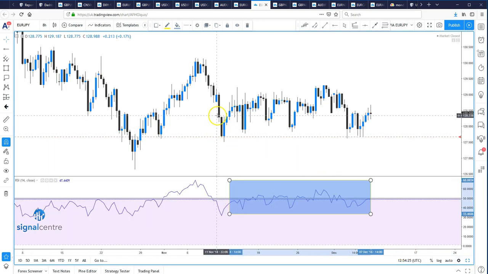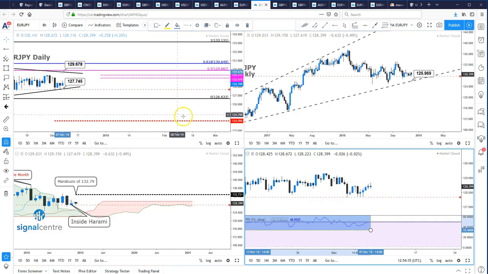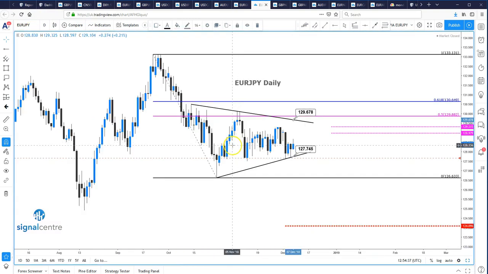Aussie dollar, euro yen. Again, just a period of consolidation. We're just moving around this 50 level on the RSI on the 8-hour chart. If we go to this time frame, then we've seen mixed and volatile trading for 42 days. It looks like a triangle formation. After an initial move to the downside, it has a bias to break again to the downside.